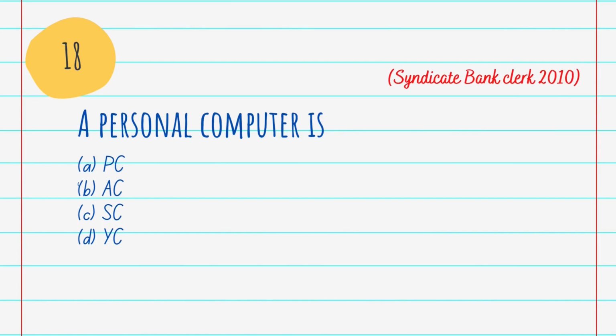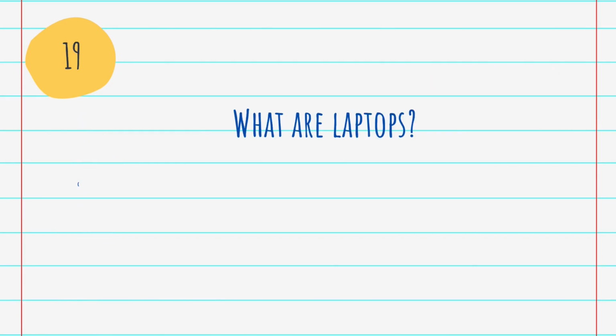Question number 18. Asked in Syndicate Bank Clerk 2010. A personal computer is A. PC, B. AC, C. SC, D. YC. Answer is very simple. We all know that PC. A personal computer, that is PC, is a multi-purpose microcomputer whose size, capabilities and price make it feasible for individual use. Personal computers are intended to be operated directly by an end user rather than by a computer expert or technician. Okay.